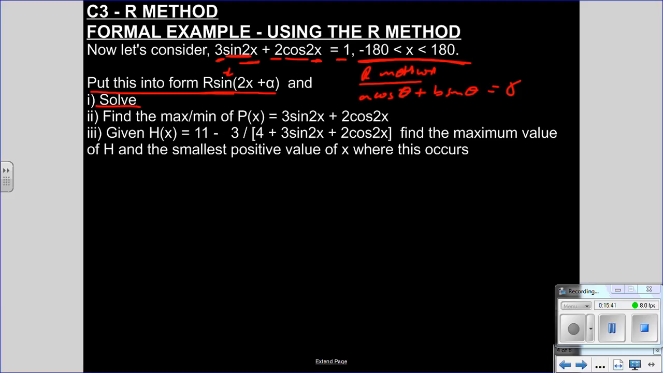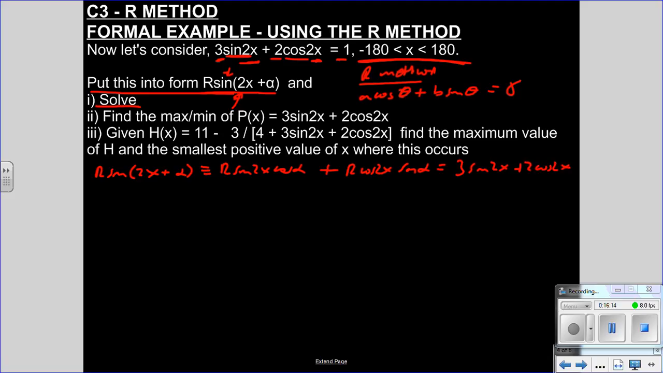So solve. So r sine 2x plus alpha, start by what it wants you to start with. Expand it out as the addition formula. So we know that the addition formula for sine is r sine 2x cos alpha, plus r cos 2x sine alpha is the same as 3 sine 2x plus 2 cos 2x. I don't care at all about the 1 yet, because I'm just putting it in R method form.